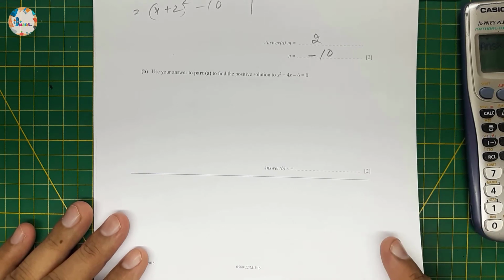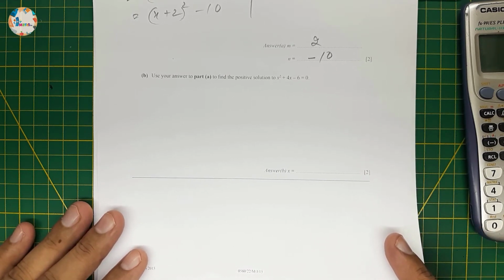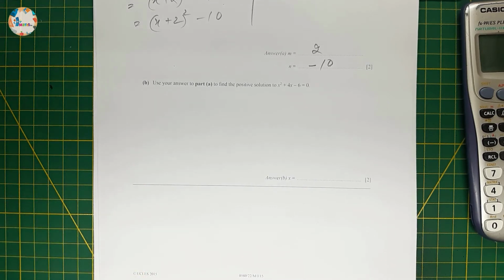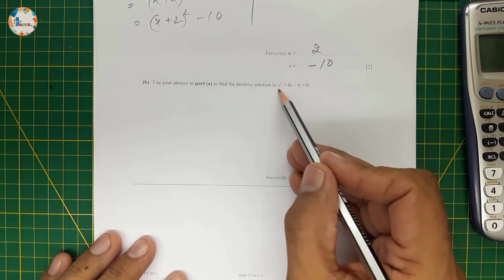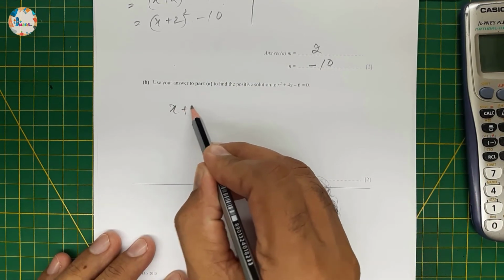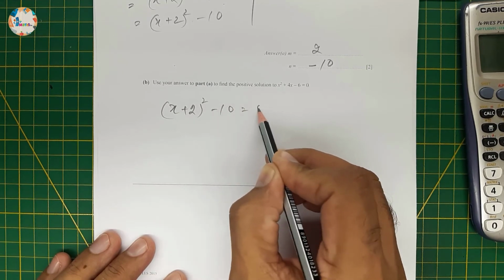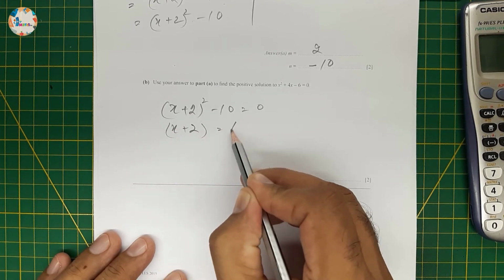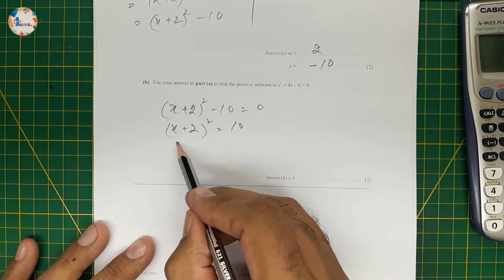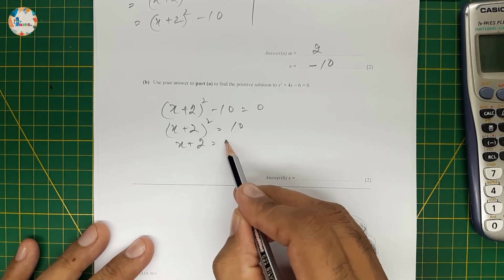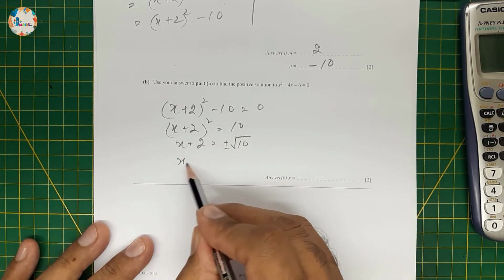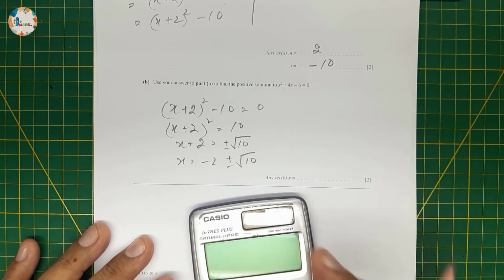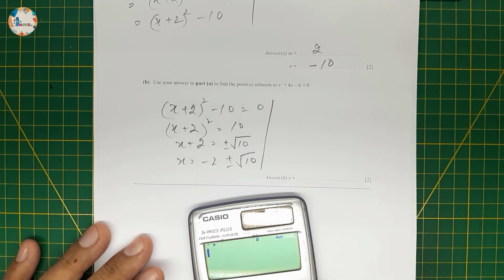Use your answer to part A to find the positive solution of this equation. So what we can do is replace this by this equation: (x plus 2) squared minus 10 is equal to 0. We can shift 10 to the other side, so (x plus 2) squared is equal to 10. So x plus 2 will be equal to plus or minus root 10, and x will be equal to minus 2 plus or minus root 10, and we can find the solution value.